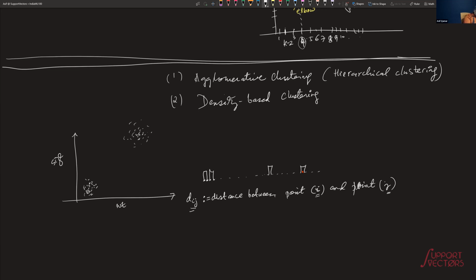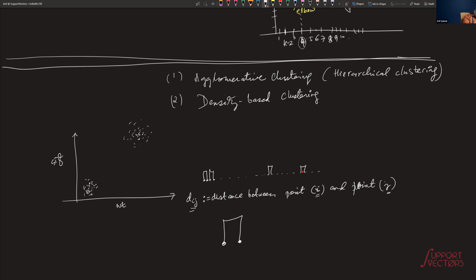So you keep pairing up the points which are close to each other, as close as they can be. And then at each point, every time you pair a point, you replace a point like this with the center of these 2 points.